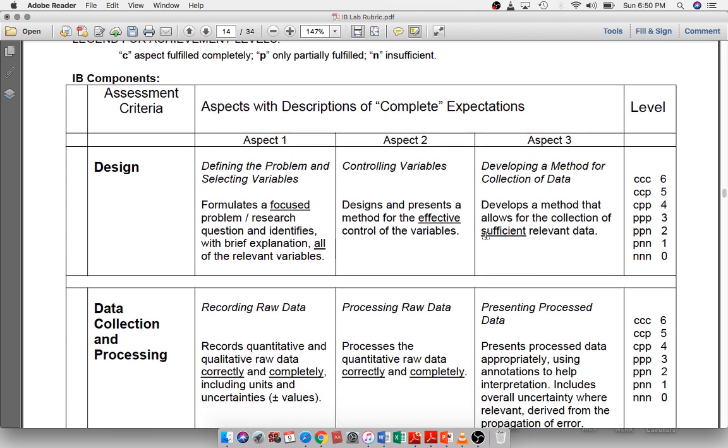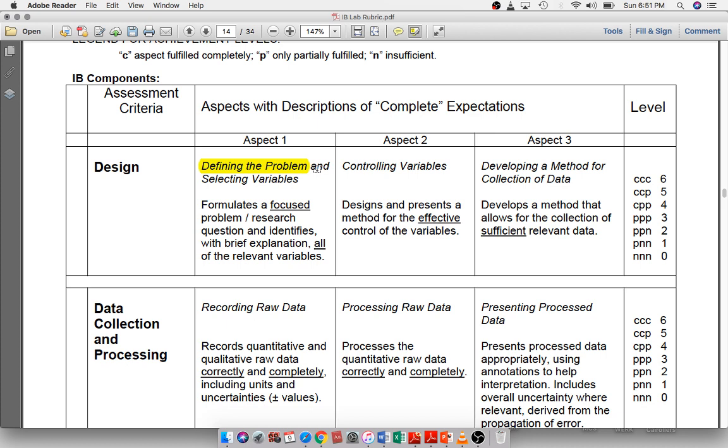So let's look at just the design part first. In aspect 1, they're asking you to define a problem and select the variables. This means write a testable question and tell me what the variables are. It's going to be, they say, a focused problem, and so you're going to make sure that your testable question has a little bit of background information. You explain what this question is about, any information that you have on it, things you can find online. Usually I give you the question and you just go ahead, whatever background information that you're going to add is something that we're already talking about in class.